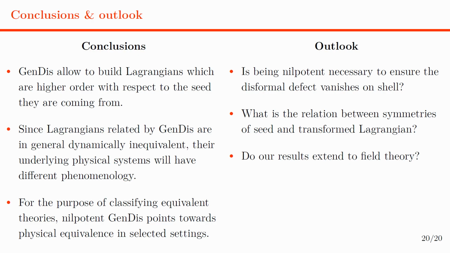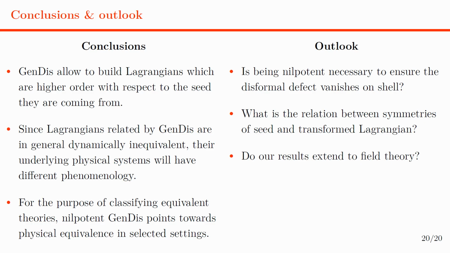For the outlooks, we would like to better understand the nature of this nilpotency condition, because we want to understand if it's necessary for the Disformal defect to vanish on shell. Remember, the Disformal defect was measuring our failure to relate the dynamics and the geometry of the two systems. So if we better understand this object, we can both characterize better the extra dynamics that appear and understand this nilpotency better.